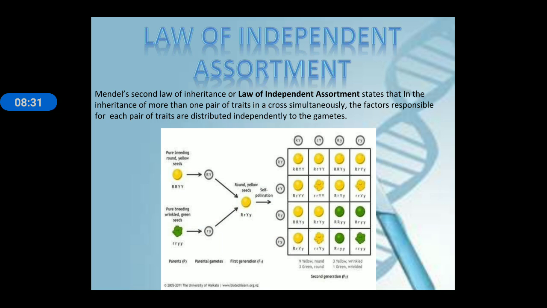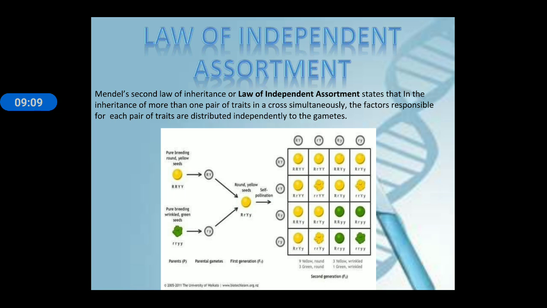Next is the law of independent assortment. What does the word independent mean? Independent means not dependent on each other. Assortment means arranged or separated. According to this law, in the inheritance of more than one pair of traits in a cross simultaneously, the factors responsible for each pair of traits are distributed independently to the gametes.